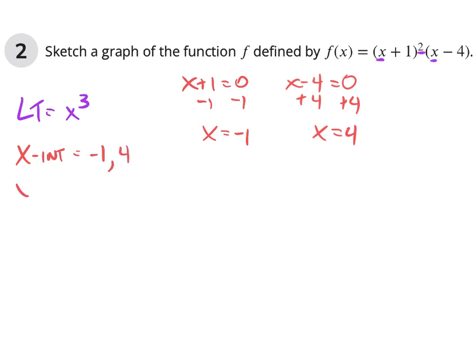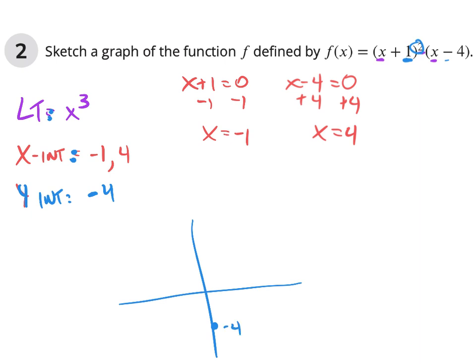Now for our y-intercept. Let's do this in a different color. Y-intercept. Okay. Multiply your constants. 1 squared, don't forget to square it, times -4 is -4. Okay, so -4 is down here. Our x-intercepts, we'll put them in red, at -1 and +4.